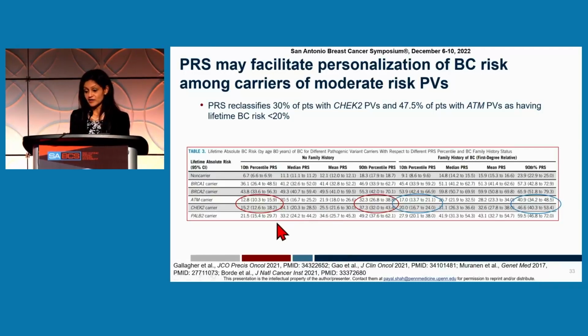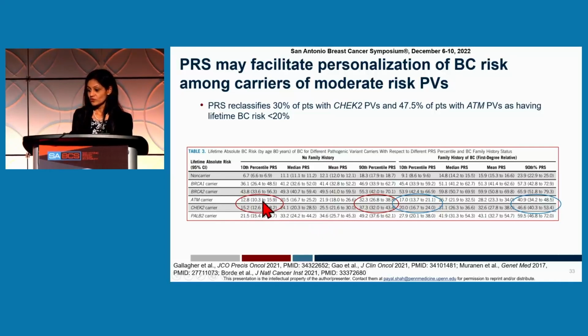Similarly, Gao and colleagues conducted polygenic risk testing in patients with moderate and high penetrance gene mutations as shown here. And they found that PRS can reclassify 30% of patients with CHEK2 pathogenic variants and almost 50% of patients with ATM pathogenic variants as having a lifetime breast cancer risk of less than 20%. And that is significant because according to current guidelines, if patients have a breast cancer risk of less than 20%, we typically do not recommend high-risk surveillance strategies.